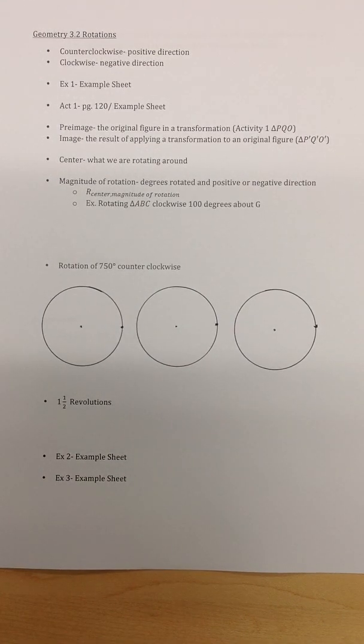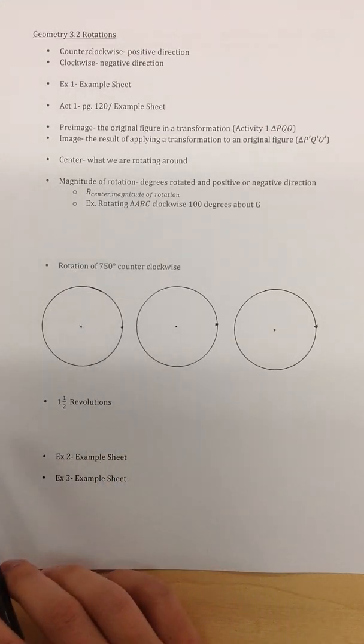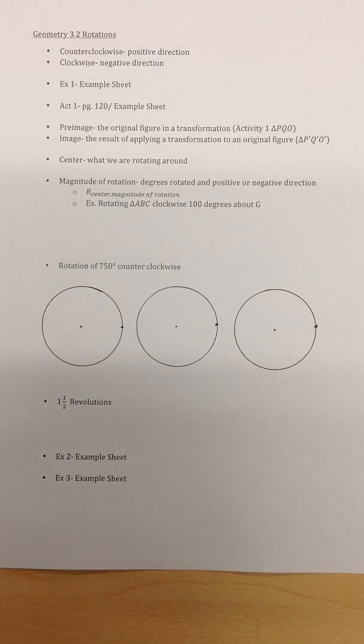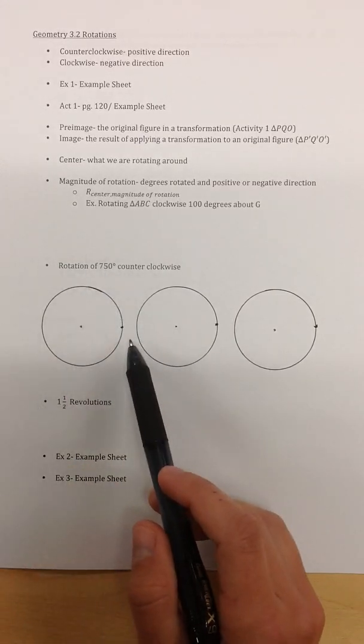So we are doing the section again, rotations 3.2. The video kind of cut out when we were talking about rotations above 360 degrees. So I'm going to show you a rotation of 750 degrees here. Okay, so rotating 750 degrees, and we're going counterclockwise. So counterclockwise would be going in this direction around.